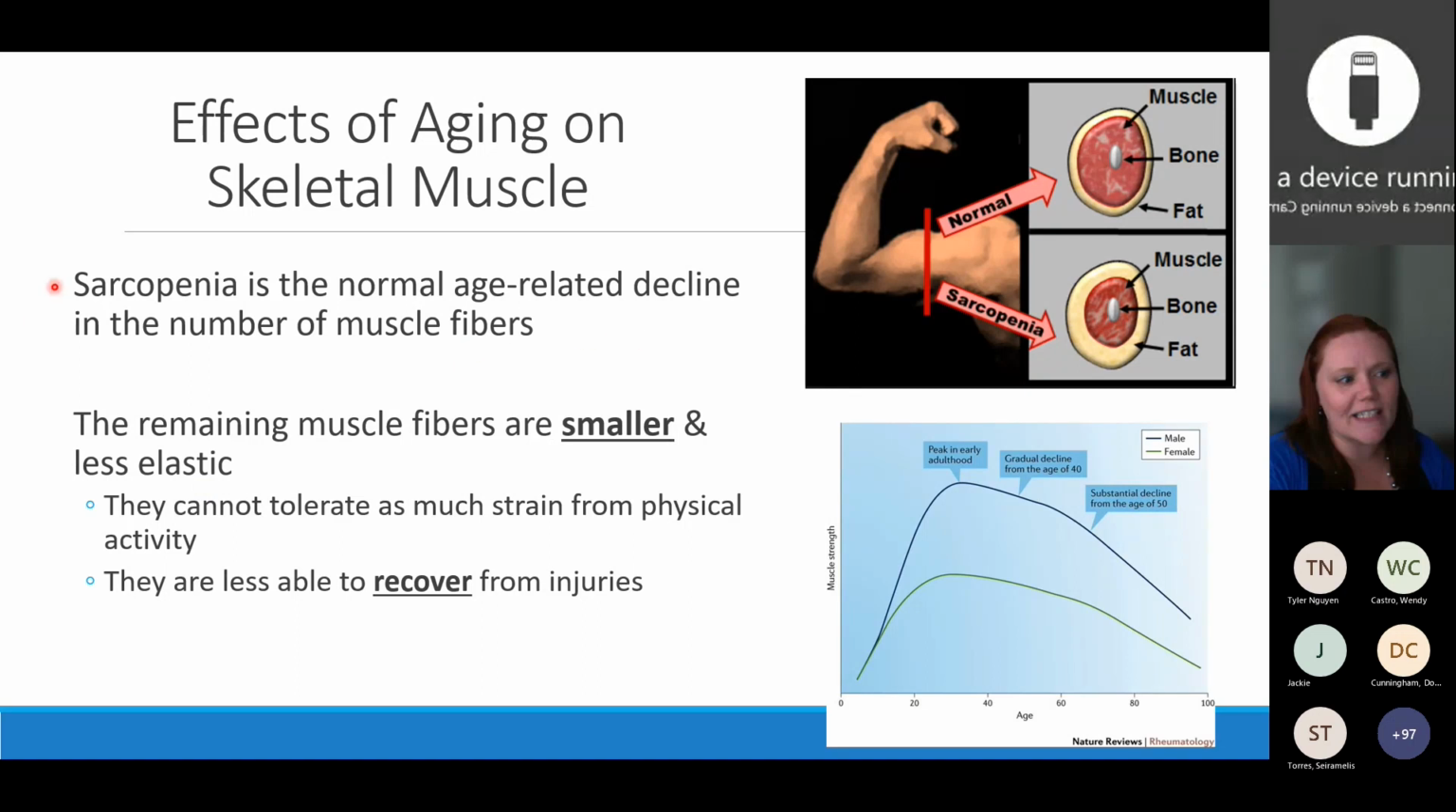So sarcopenia, what happens with aging, you can offset this with things like we talked about, with the resistance training or the endurance training. But ultimately, overall, there will be a normal loss in muscle strength with aging simply because the muscle tissue itself will decline.